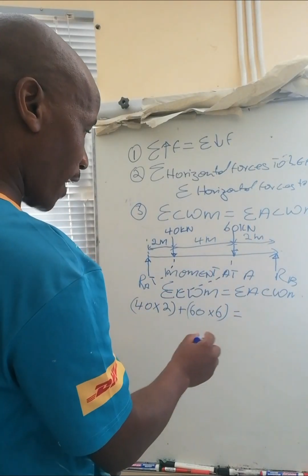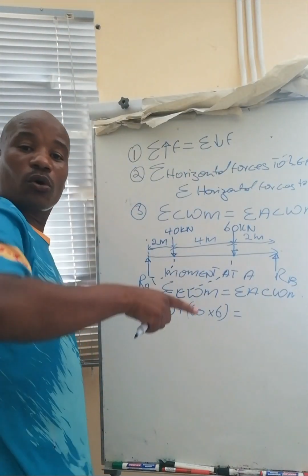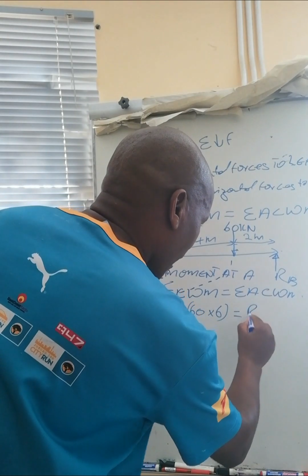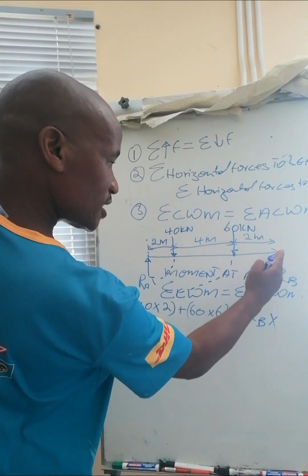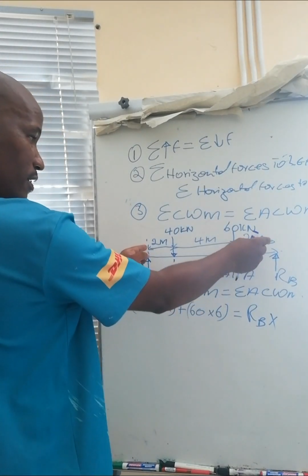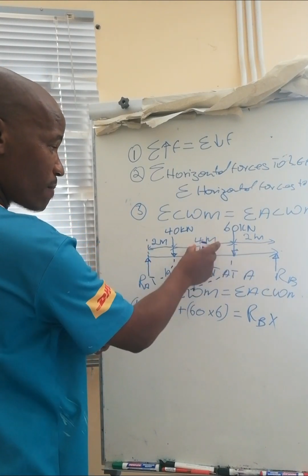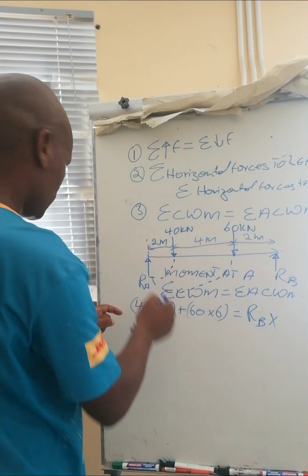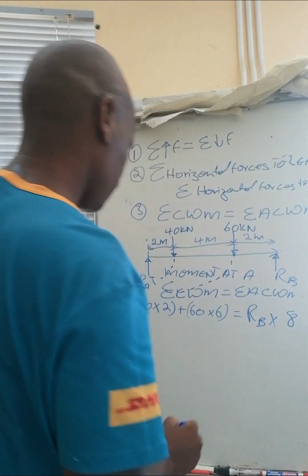Now, equals to what? The anti-clockwise one, the way in which the clock is not moving. And it is RB times the distance from here to A. It is the total distance of the beam, which is 2, 6, 8. And it is 8.